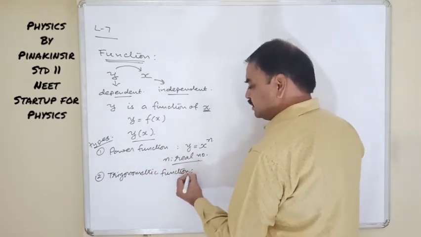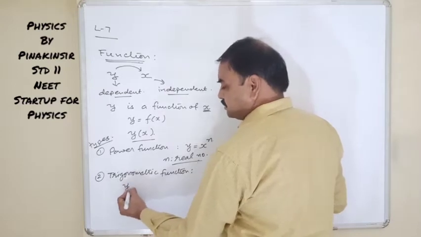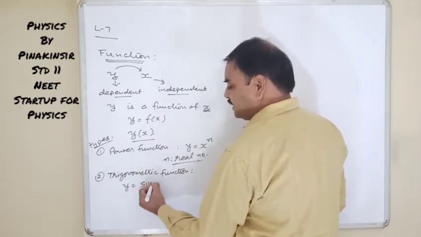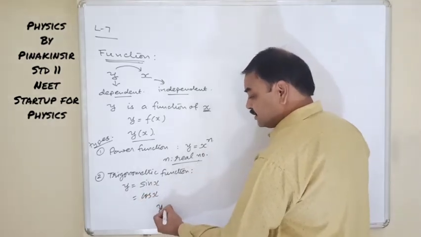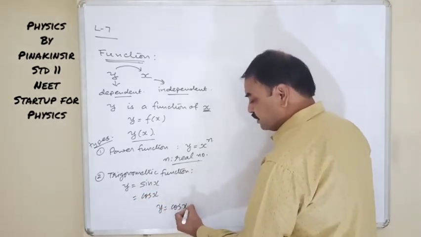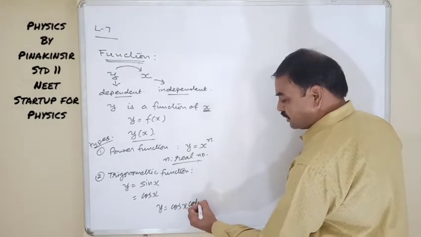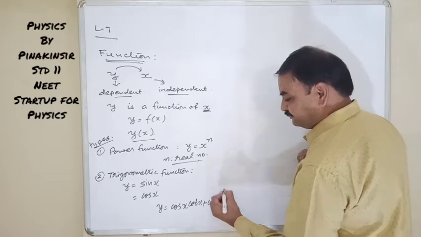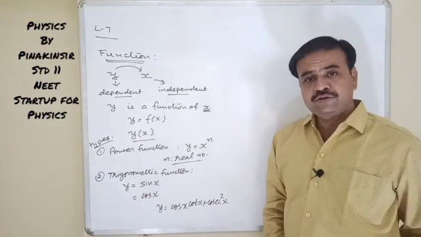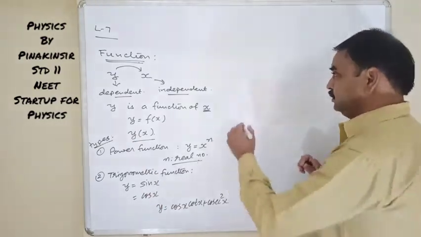Which will be frequently used, such as, for example, y is equal to sin x type, or y is equal to cos x, maybe a combination like cot x plus cos square x. Such types of functions are said to be trigonometric ones.